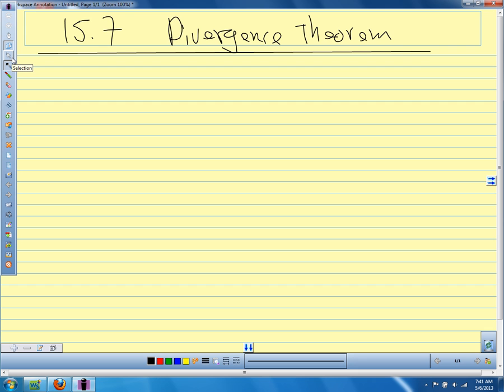All right, so what I want to do with the divergence theorem is relate it back to something we talked about with Green's theorem. So in section 15.4, we talked about in the plane, we came up with, or we stated Green's theorem.